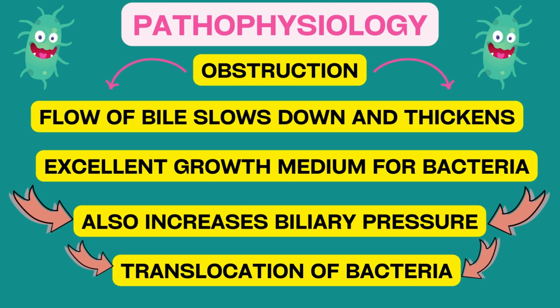Biliary sludge is an excellent growth medium for bacteria like E. coli, Klebsiella, and Enterococcus. You also need to remember that because of the blockage, pressure also begins to rise inside the biliary tract. This causes the bacteria to translocate into the bloodstream, leading to biliary sepsis.